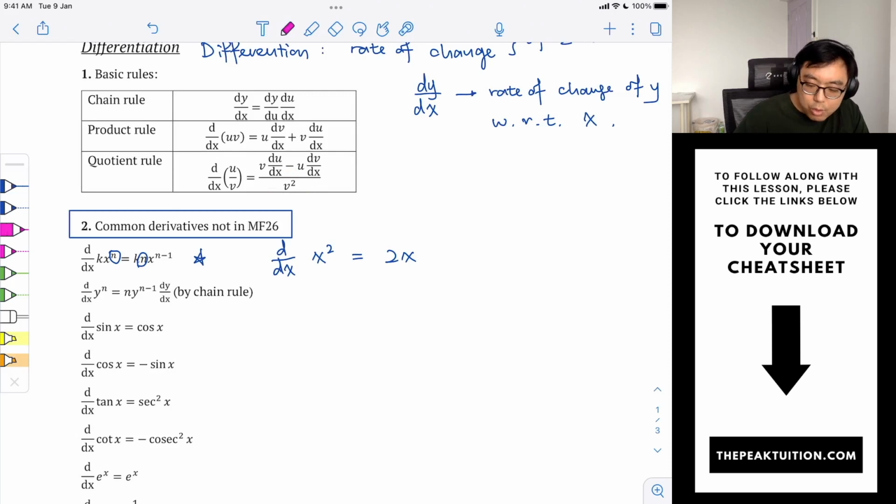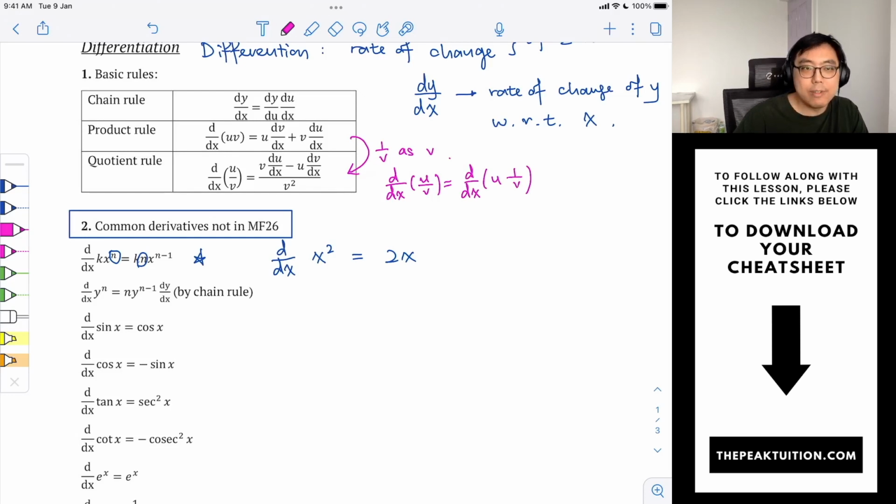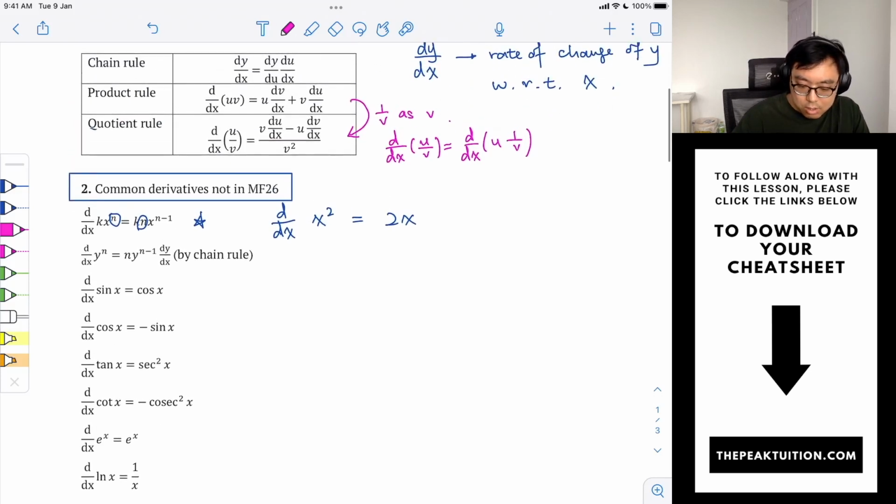In actual fact, you should be able to get the quotient rule by taking 1 over v and using the product rule. For example, you can try d dx of u over v equals d dx of u times 1 over v. Then apply the product rule to u and 1 over v, and you should be able to obtain the quotient rule. You can try this as practice for algebraic manipulation. In any case, try to get used to all this so that when you apply it, it becomes second nature.